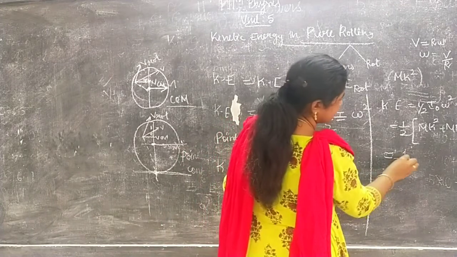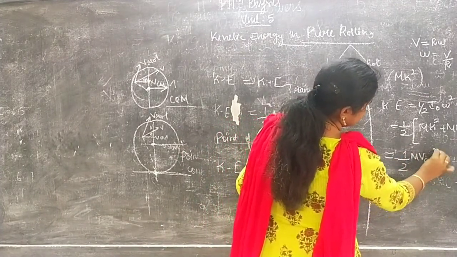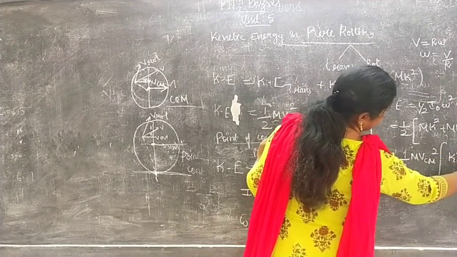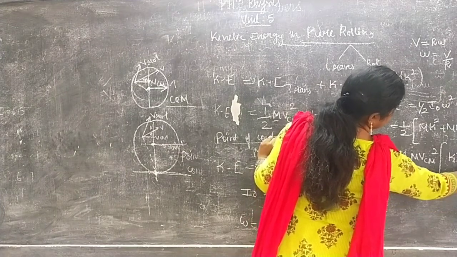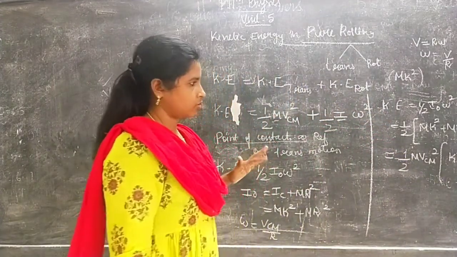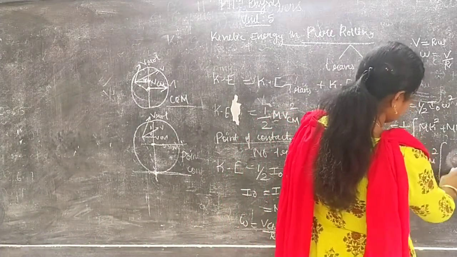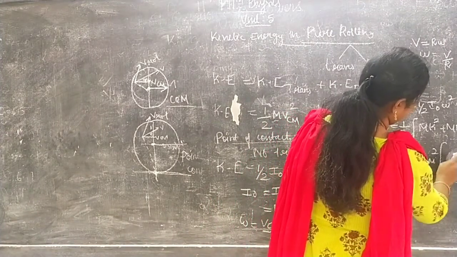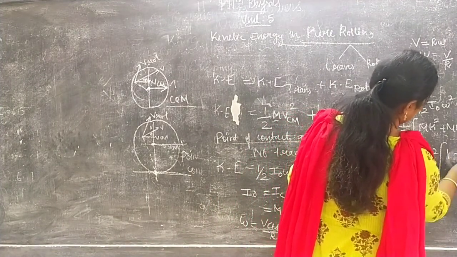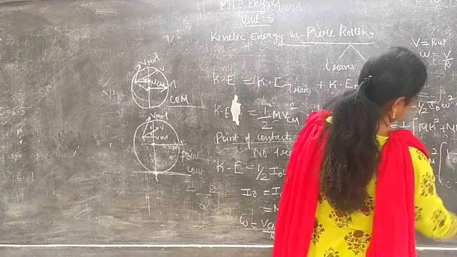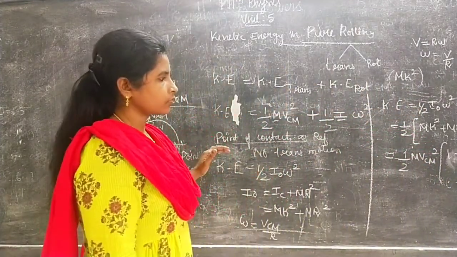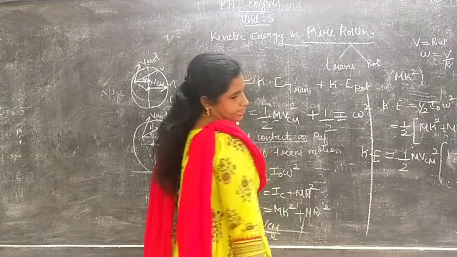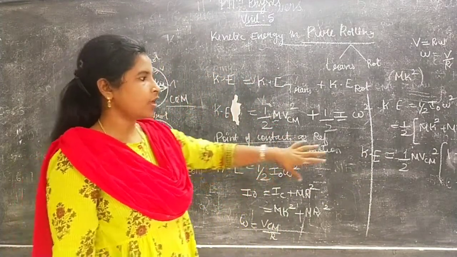Taking M common, we get half M V CM square into K square plus R square, divided by R square. So that is 1 plus K square by R square. This is what we get for the kinetic energy when we take the point of contact as reference.